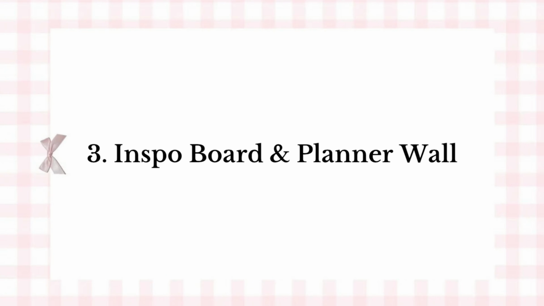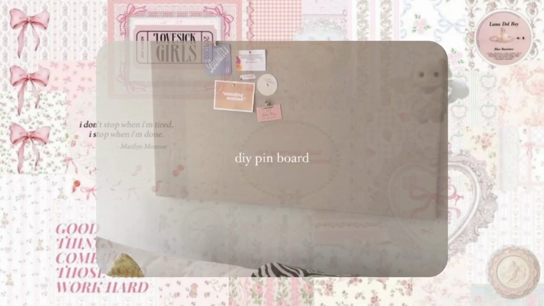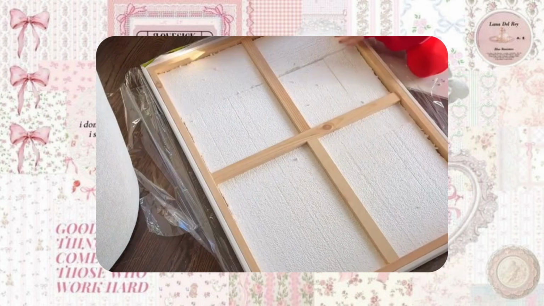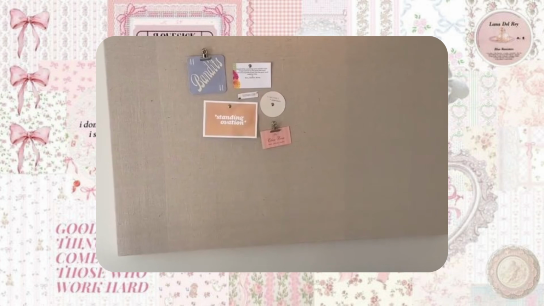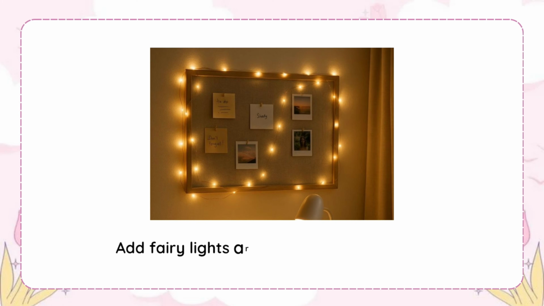3. Inspo board and planner wall. Use a cork board or old cardboard wrapped in linen fabric. Pin aesthetic photos, your goals, sticky notes, or daily to-dos. Add fairy lights around it for cozy energy.